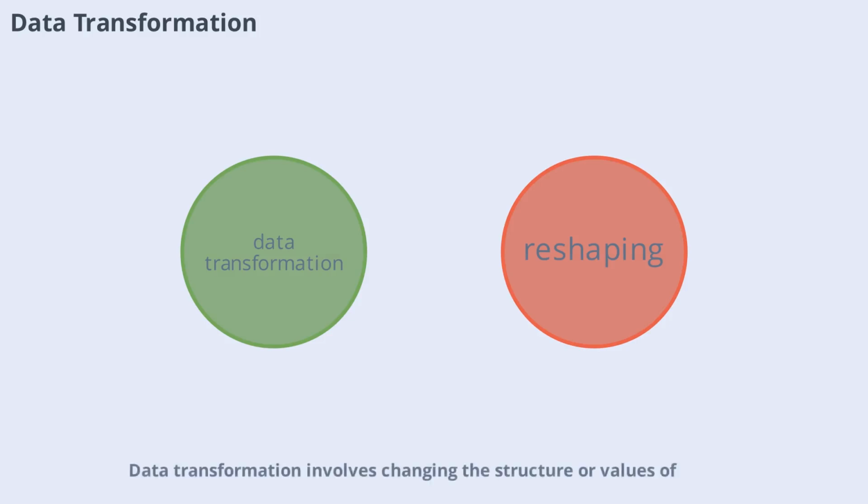Data transformation involves changing the structure or values of your data to make it more useful for analysis. This might include aggregating data, creating new calculated fields, or reshaping tables. Transformation is often part of the cleaning process, helping you prepare data for specific analytical tasks.